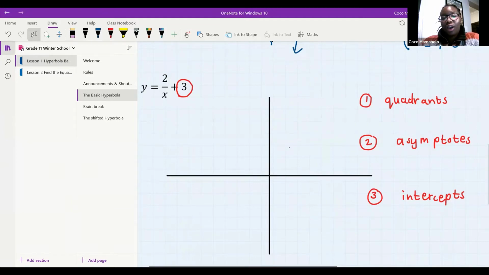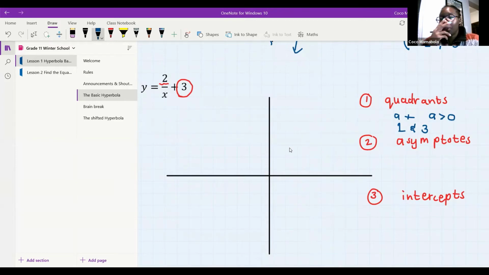And yes, you are right. Yes, because A is positive. Thank you, because this number is positive. Very well done. Because A is positive, or because A is greater than 0, we're going to have it in quadrants 1 and 3.